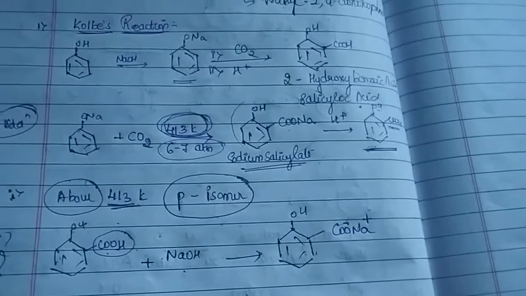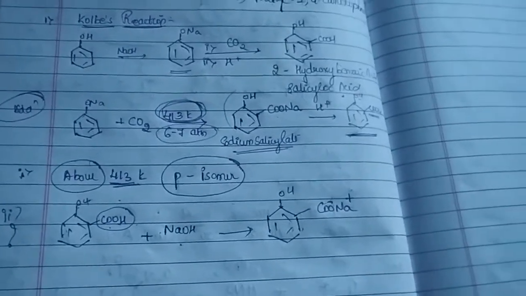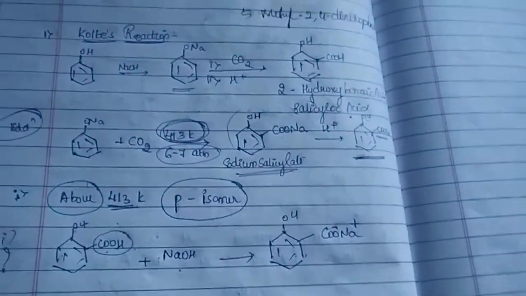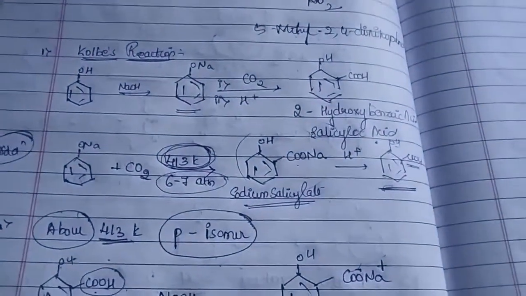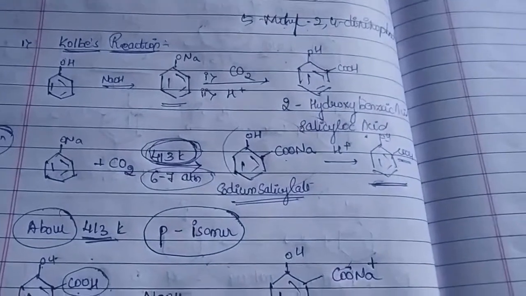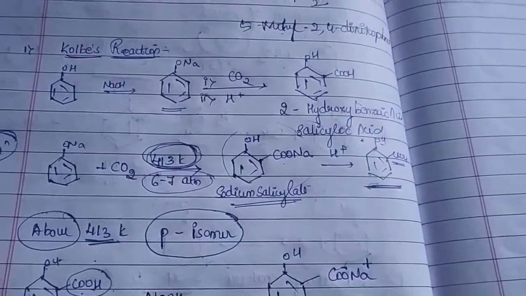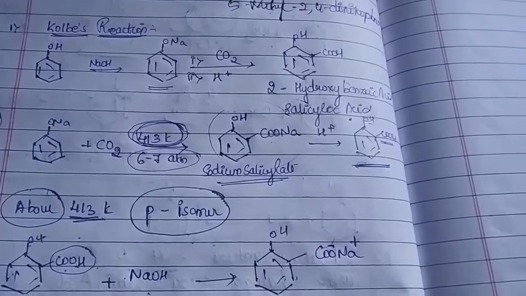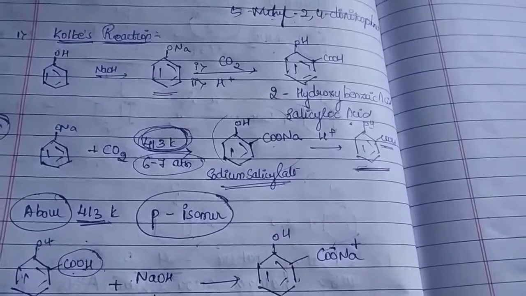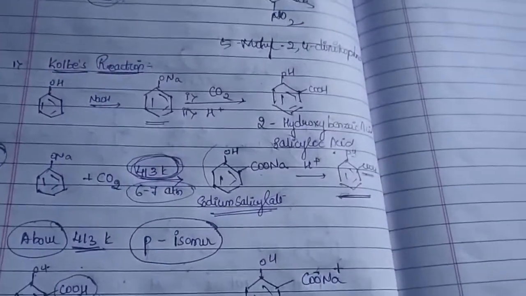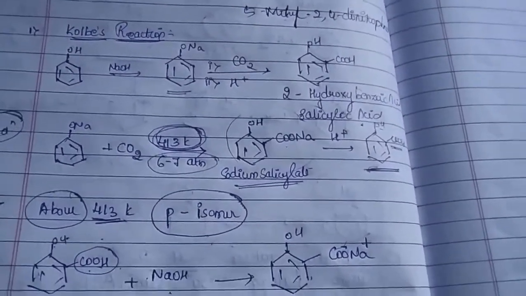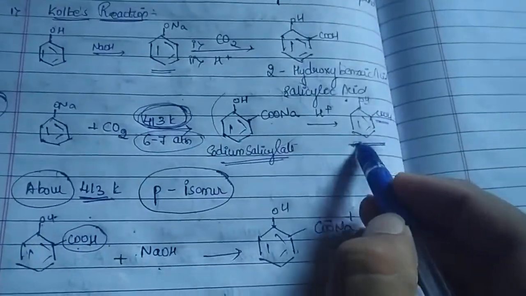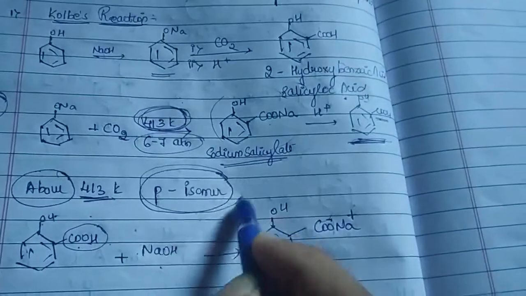So what are the additional information we came to know? That whatever the sodium phenoxide, you are going to treat it with carbon dioxide, we are maintaining a temperature of nearly 413 Kelvin and nearly 6 to 7 atmospheres. In that case, we will be getting a compound which is called sodium salicylate. On acidification of this sodium salicylate, we will be getting our respective salicylic acid. But in case if you are maintaining the temperature above 413 Kelvin, what happens? Instead of an ortho product, we will be getting a para isomer.